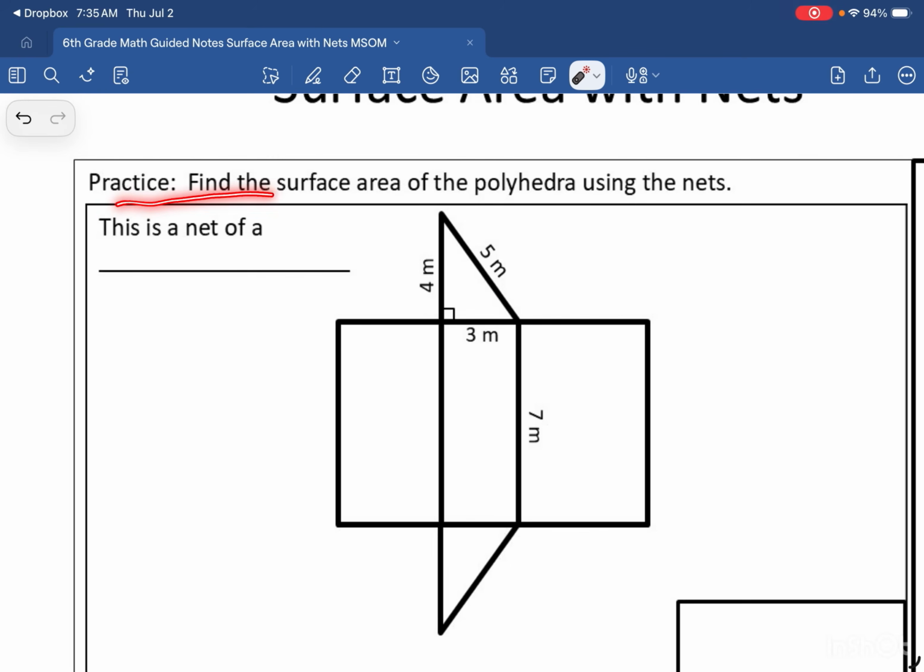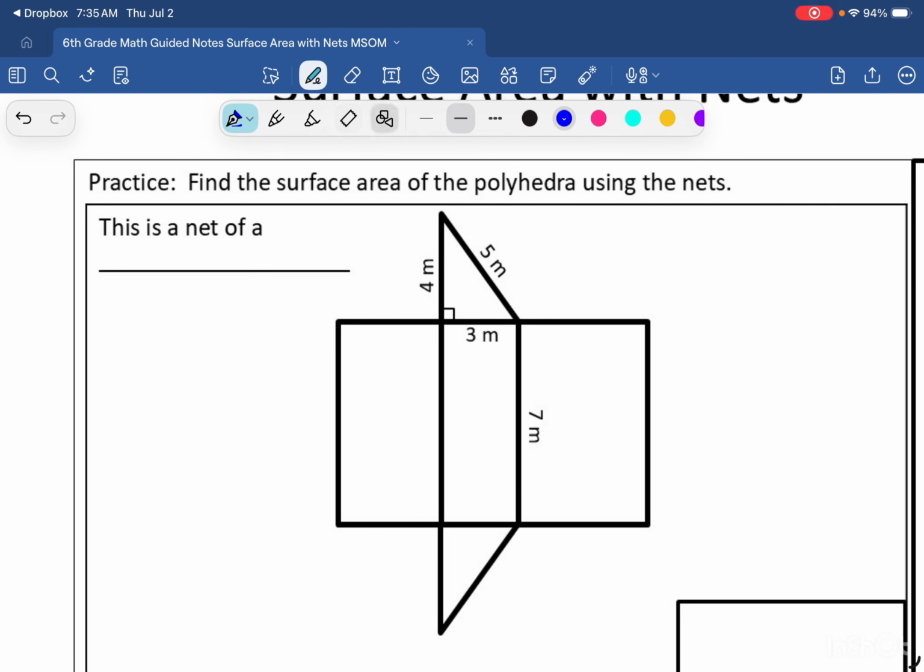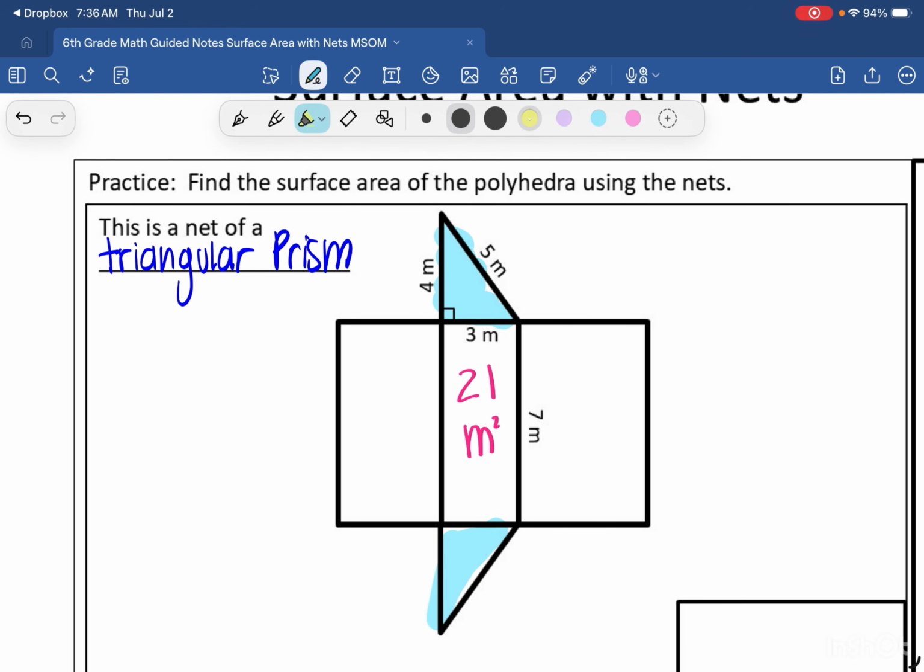Practice. Find the surface area of the polyhedron using the nets. This is a net of, if I fold this up, these bases right here, these triangles, will be parallel to each other, and then the rest are rectangles. That's going to form a triangular prism. Now let's find the area. This area right here in the middle will be 7 times 3. That will be 21. Now let's look at this rectangle here on the side.